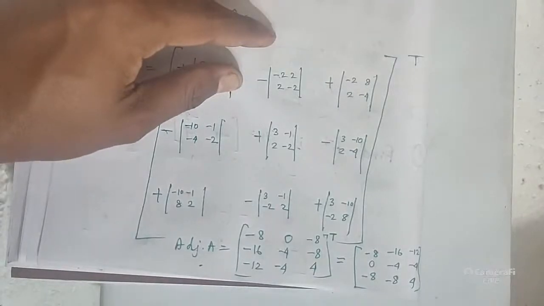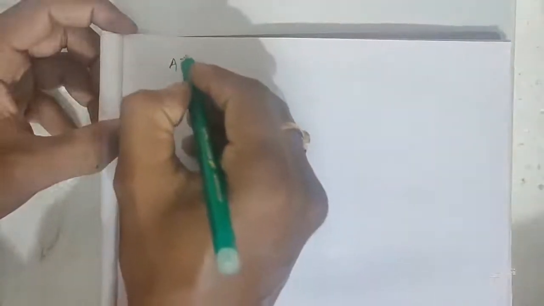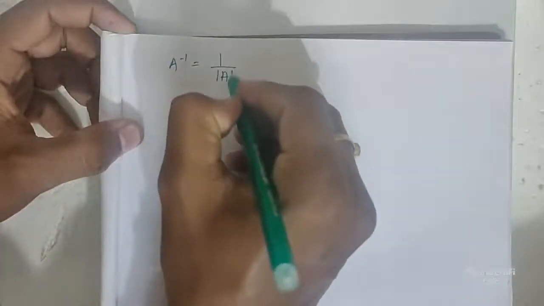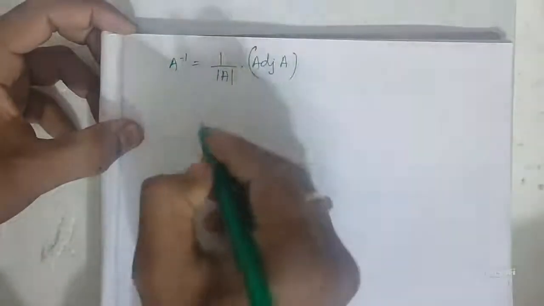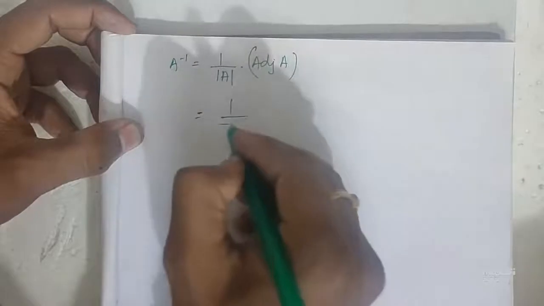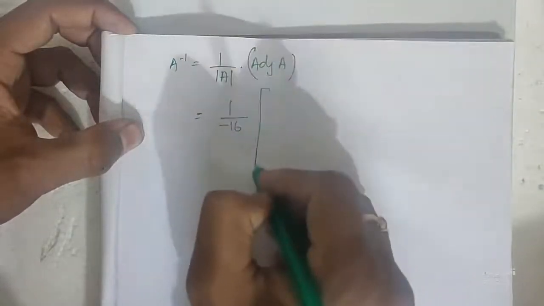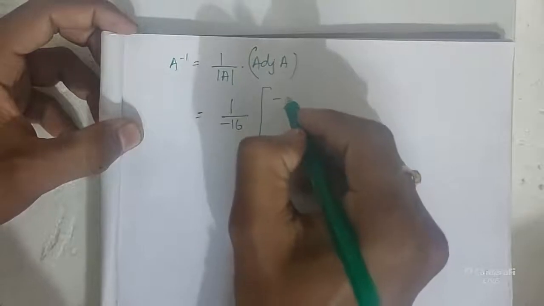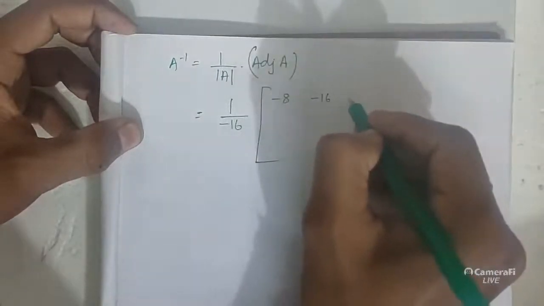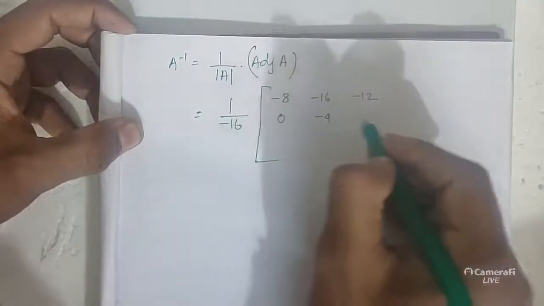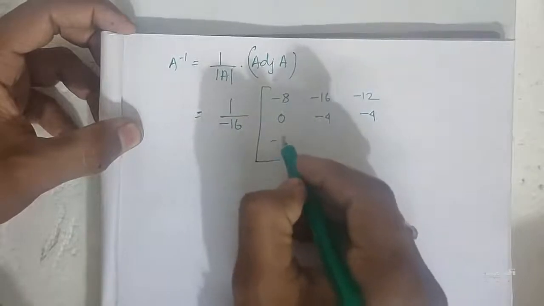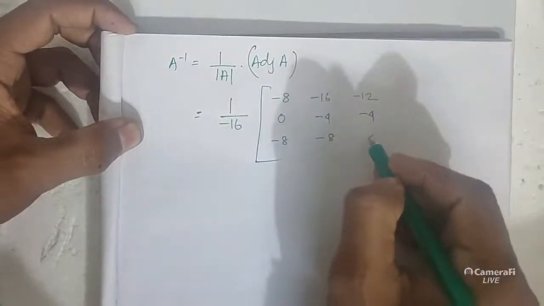So what will be A inverse? Therefore A inverse equals to 1 by determinant A into adjoint A matrix. Determinant value is minus 16. So 1 by minus 16 into the matrix, minus 8, minus 16, minus 12, 0, minus 4, minus 4, minus 8, minus 8, 4.